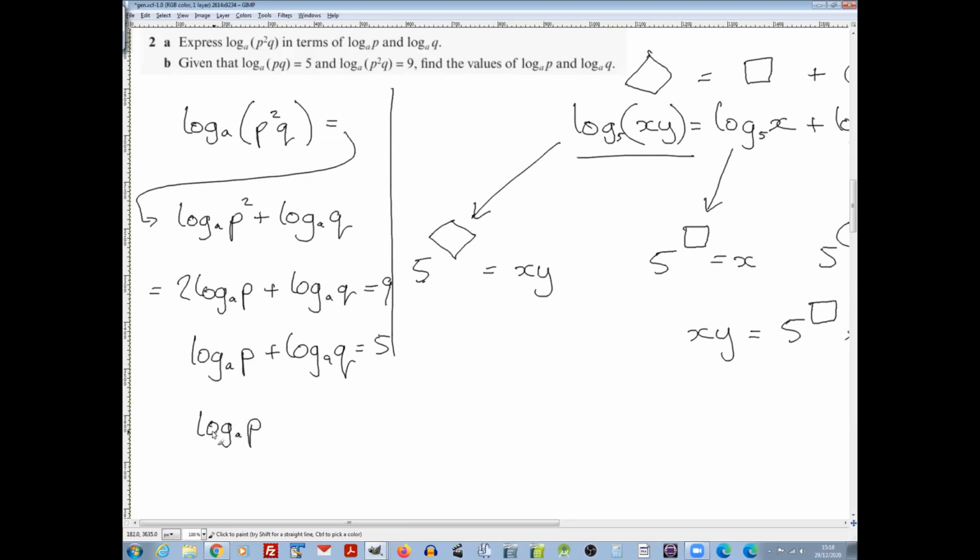I would resist the temptation to drop the base. Use the word base, it's a good habit. Log base a of p equals 4. In which case, log base a of q equals 1. Oh no, they just wanted the values of the logs. Well, that would have been 5 easy marks.